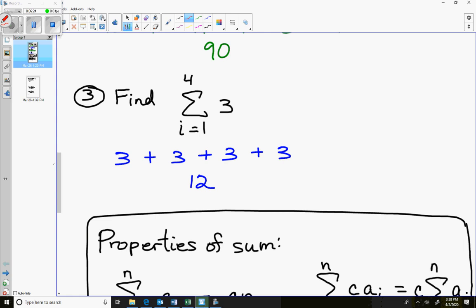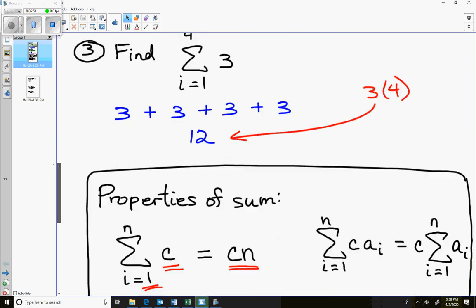It went from 1 to 4 of just a constant. We could have simply done 3 times n, times that constant. So the constant's 3, n is 4. 3 times 4 would also have gotten us the 12. So that's the shortcut. As we did, it wasn't that bad. 3 plus 3 plus 3 plus 3, no big deal. But what if instead of the summation from i equals 1 to 4, it had been the summation from i equals 1 to 400? We definitely want to use the property, use the shortcut.